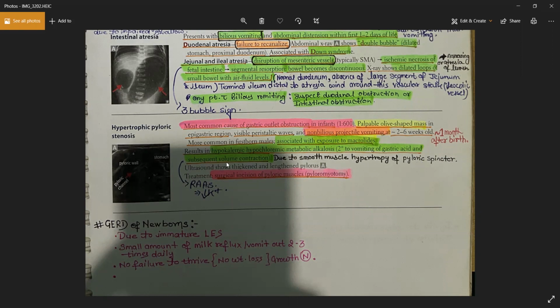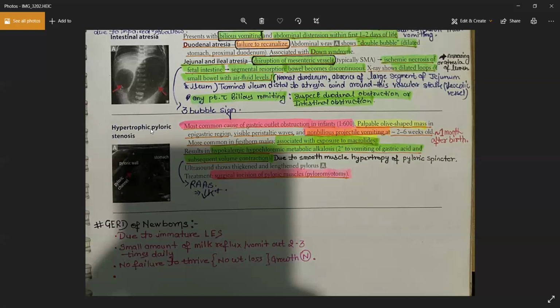Whenever you do the ultrasound, it will show a thickened and lengthened pylorus. Treatment will be to make a surgical cut on the pyloric sphincter so that the obstruction can be relieved. You will make a surgical incision of the pyloric smooth muscle, which is also known as pyloromyotomy. And the RAS gets further activated because of volume contraction. Whenever you have a loss of volume, you will always have activation of the RAS. The patient can also get further hypokalemia. Also an important thing.